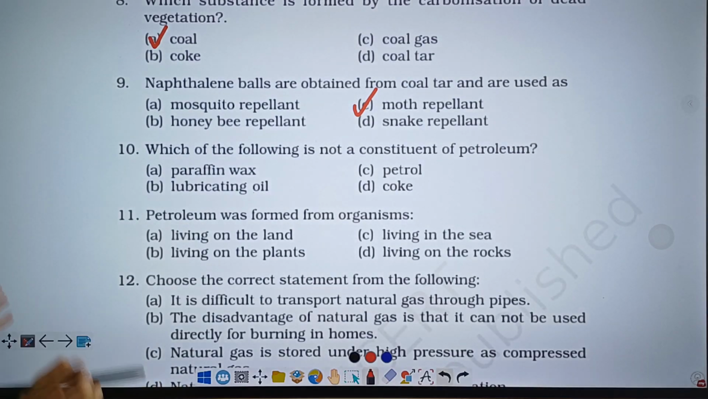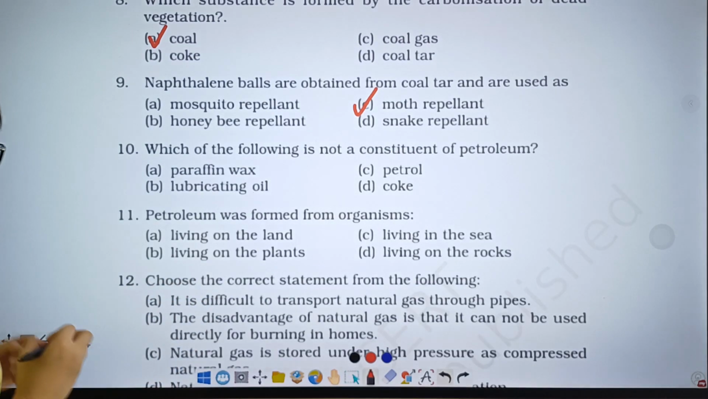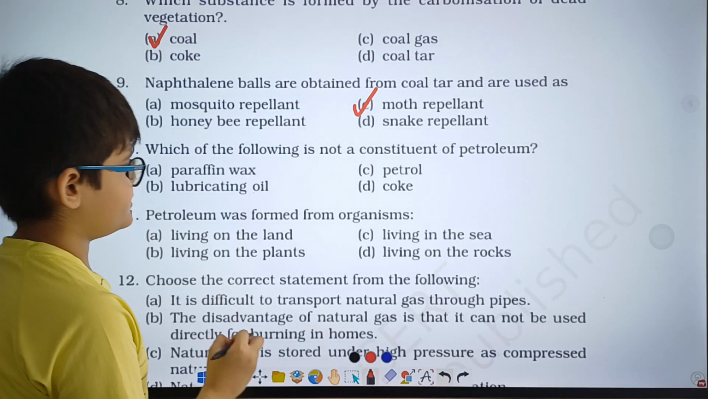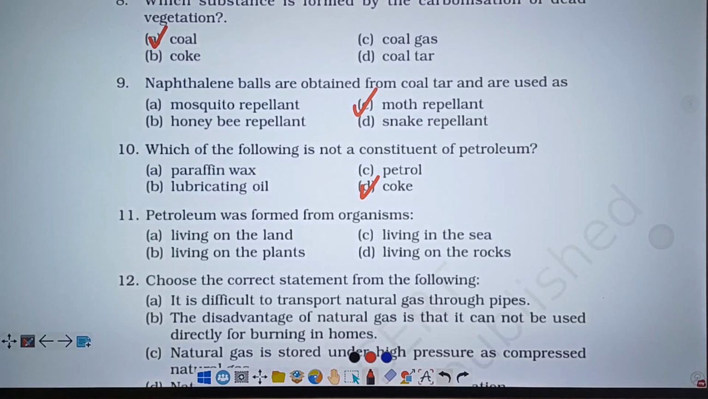Naphthalene balls are not used to repel mosquitoes, honeybees or snakes. They are only used to repel moths. Alright. Question 10. Which of the following is not a constituent of petrol? And the correct answer will be coke or option D.